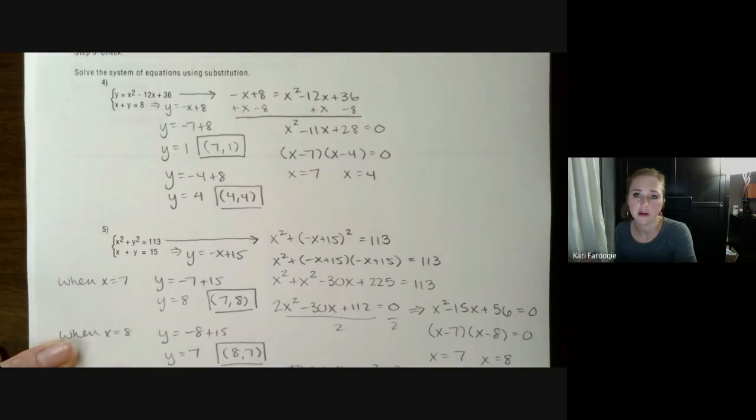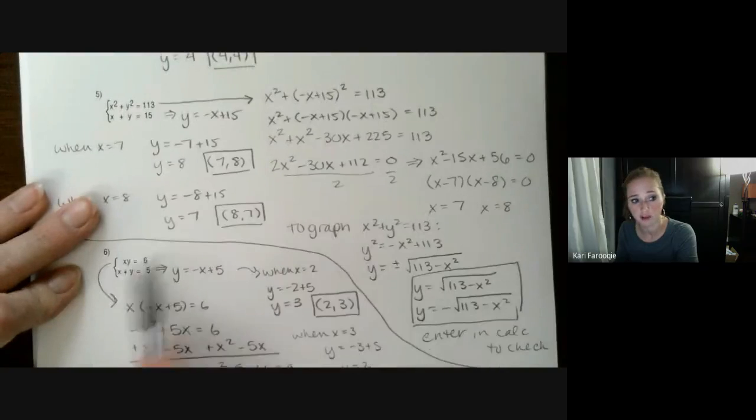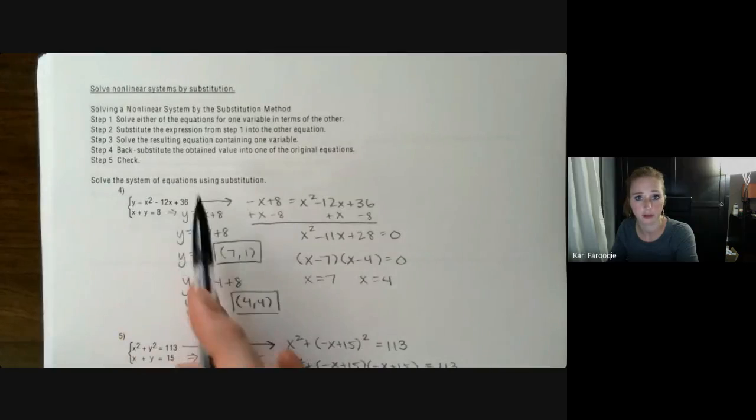So with nonlinear systems, you don't have quite as much free will to just do whatever you want willy-nilly with picking a method. The equations themselves will lend themselves better to one method or the other. And again, you definitely could not use addition here on number 6. Same idea with number 4. You kind of have to use substitution with the problems on this page.